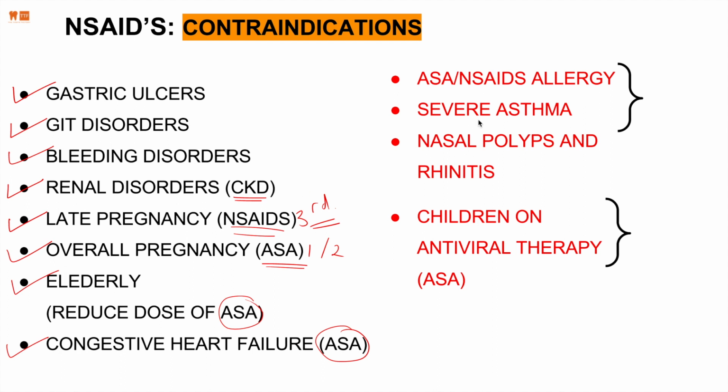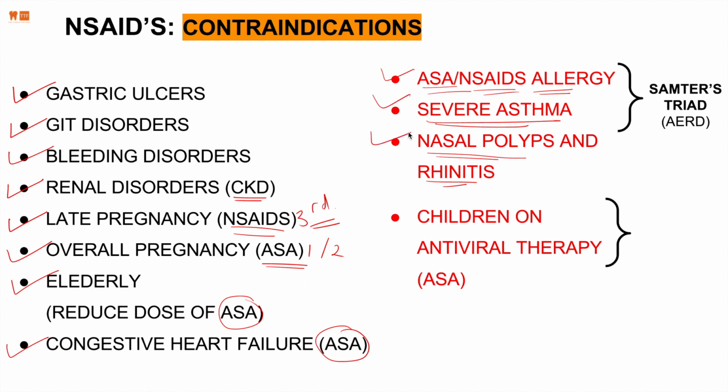Now these ones in red are a little fun, so we put them on the side. First one is called the Samter's Triad, or AERD. This is aspirin or NSAID allergy clubbed with severe asthma with nasal polyps and rhinitis. When somebody has all three of these conditions, they're called the victim of Samter's Triad. This is aspirin exacerbated reactions.